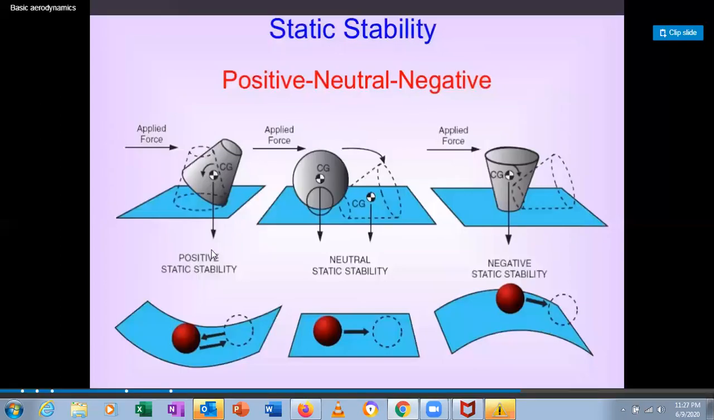You can see this is called positive stability. Once I disturb it, it comes back to the position. But in neutral, what is happening? It stays at the same position. And with negative stability, it will not return to the position. You can see the reverse of it. The applied force gives the reverse of it.